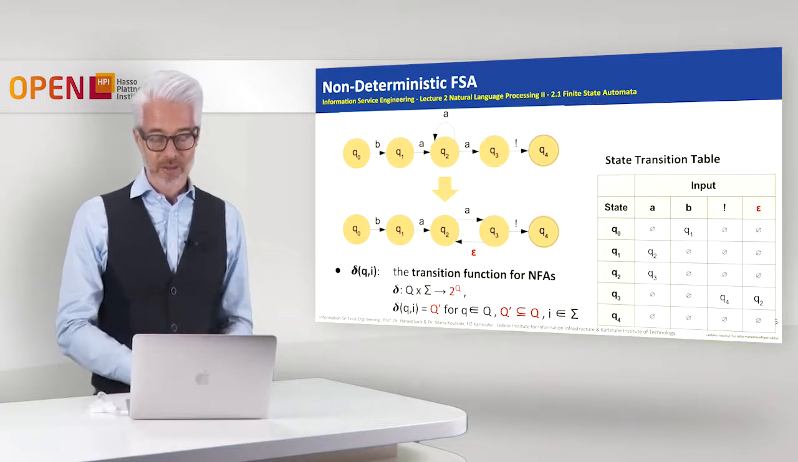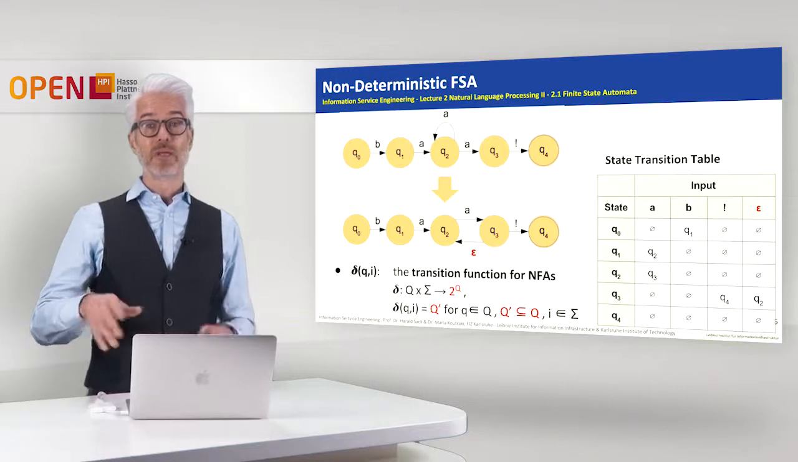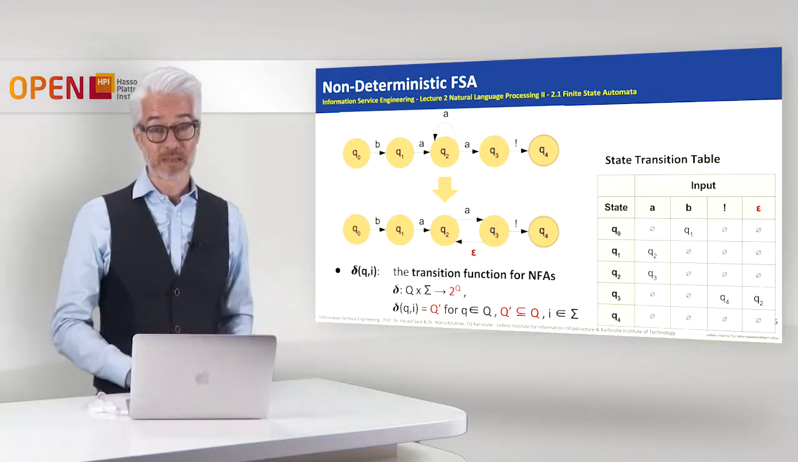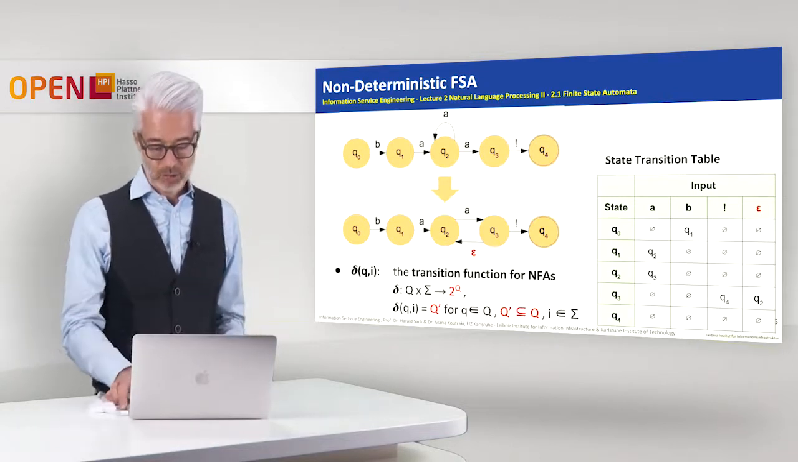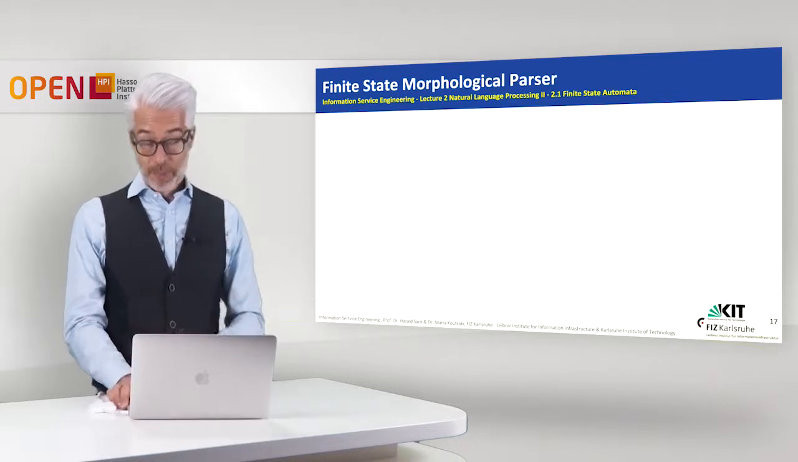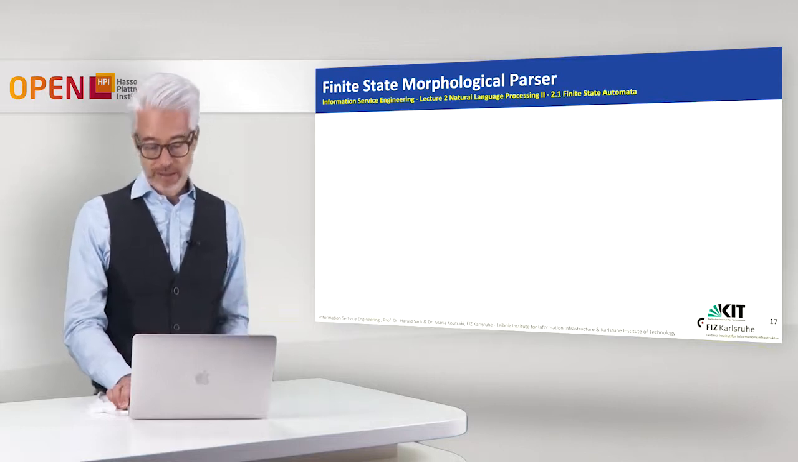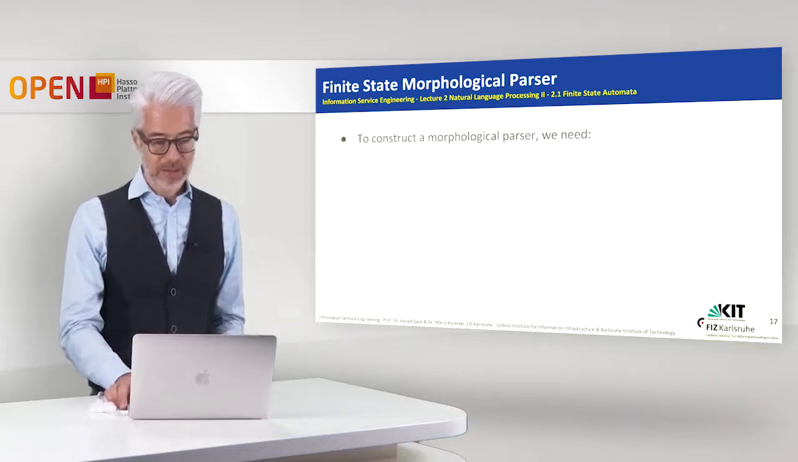So this is the only difference, because now from one state you do not simply go to another state by reading a symbol, you can go to an entire subset of states via these epsilon transitions. Therefore this kind of representation is much more concise, as we will see. Okay, so now I will show you how we can apply a non-deterministic finite state automaton in the course of morphological parsing or morphological analysis.